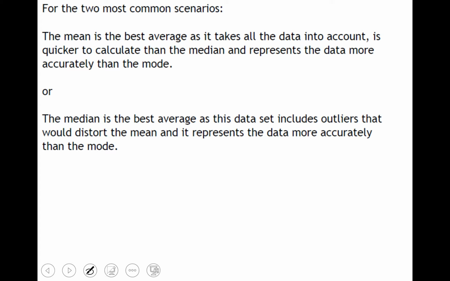For the two most common scenarios, the mean is the best average as it takes all the data into account, is quicker to calculate than the median, and represents the data more accurately than the mode. Or, the median is the best average as the data set includes outliers that would distort the mean, and it represents the data more accurately than the mode.